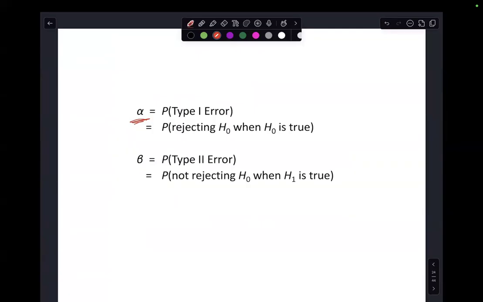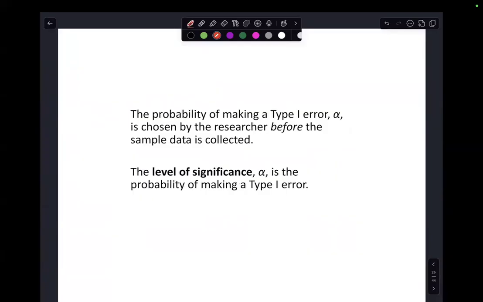So I'm always going to give you the alpha, so don't even worry about it. You do not have to come up with alpha on your own. All right. Yeah, probability of making a type 1 error is chosen by the researcher. We call it level of significance. As I just said, we were changing it.